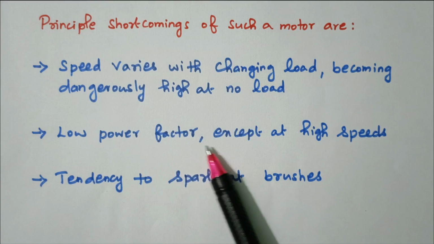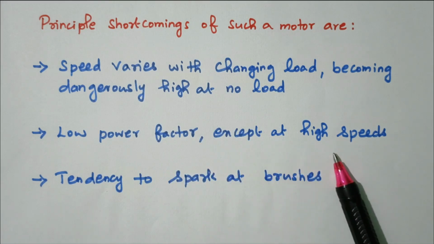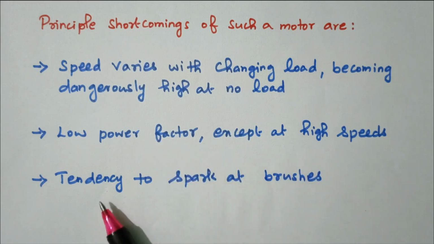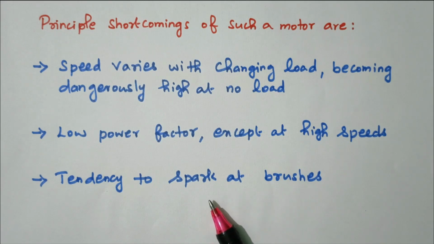Low power factor except at high speed. High speed means no problem. If it is low speed, the power factor will be low. Tendency to spark at brushes. It's a common problem as with a DC motor, sparking. So here also sparking occurs.